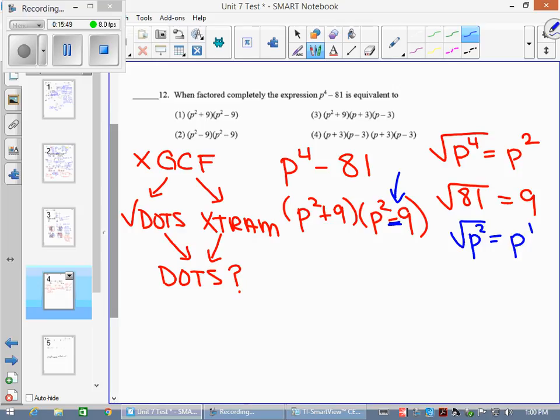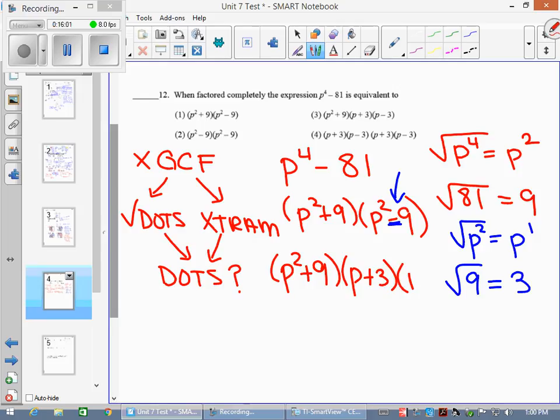So to completely factor this, I would have to bring down the p squared plus 9 and factor the p squared minus 9 into p plus 3 and p minus 3. I cannot factor this because this is the sum of two perfect squares, which we do not have a factoring method for with real numbers. So choice 3 is the only choice completely factored.